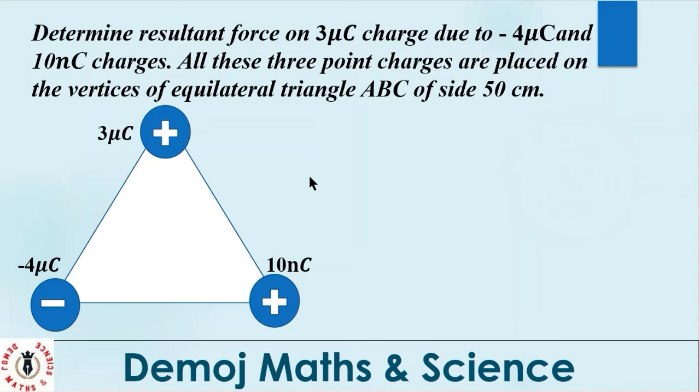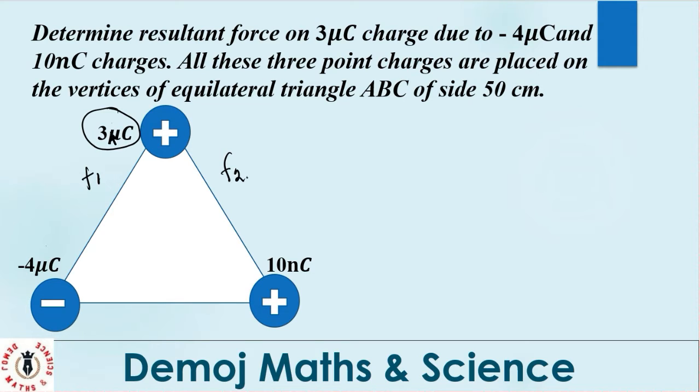Our question wants us to calculate the resultant force on this 3 microcoulomb charge, which is due to the 4 microcoulomb charge, which is a negative charge, and the 10 nanocoulomb charge, which is a positive charge. I want us to start with calculating the force acting on this charge first. Let's tag the force. The force due to the 4 microcoulomb, I would like to tag F1, and the force due to the 10 nanocoulomb, I'll tag F2.